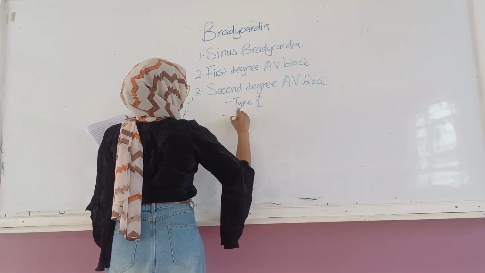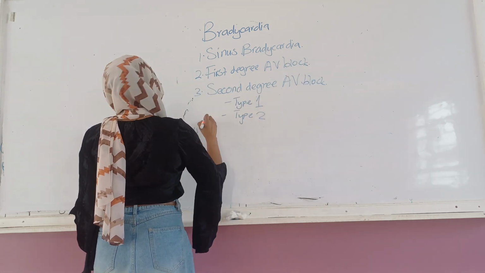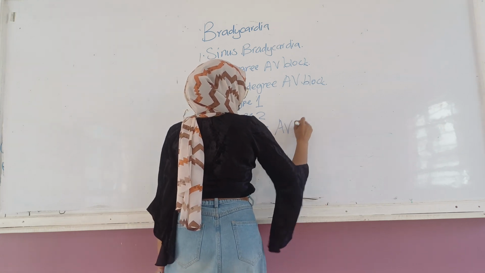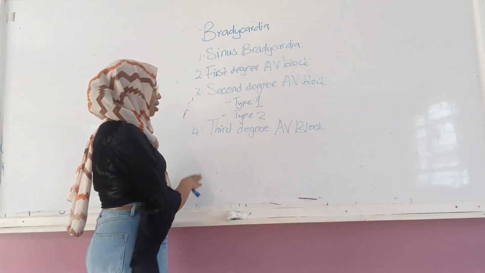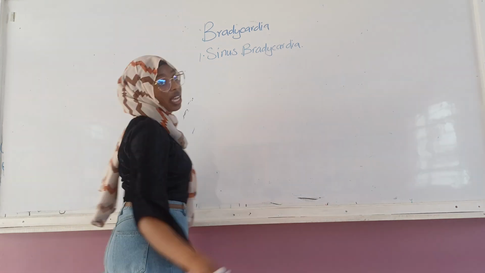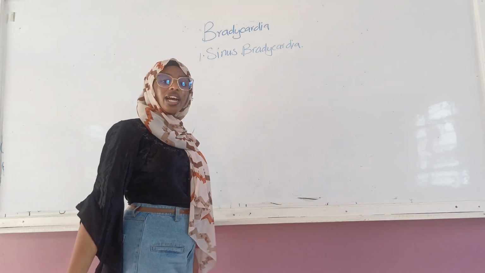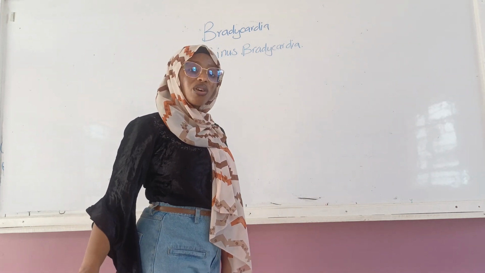The first type is the sinus bradycardia, then first degree AV block, then second degree AV block, which is divided into type 1 and type 2, and lastly third degree AV block. And we'll discuss all the types of bradycardia and how you can identify them on a strip.